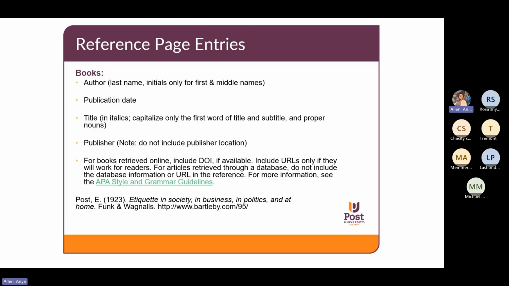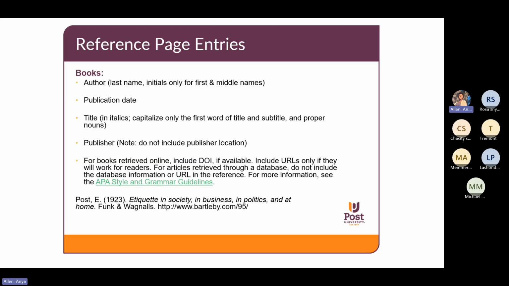The publisher should also be included. You want to make sure that you don't include the publisher's location. And for books retrieved online, you would include the DOI if available. Use the URL only if it will work for the readers. And for articles retrieved through a database, don't include database information or URL in the reference.